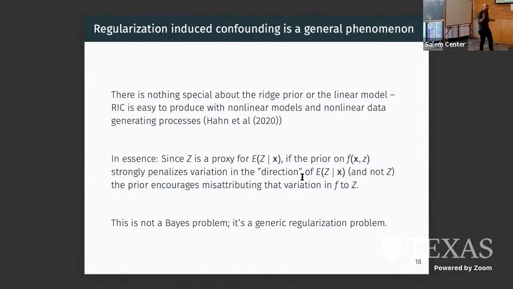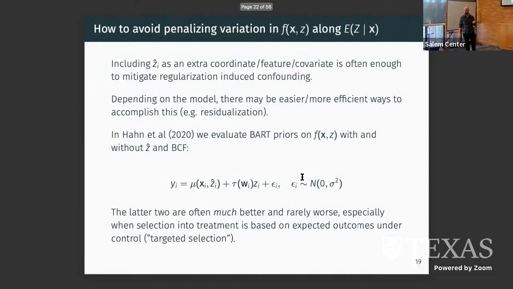Okay. Just a couple things to point out here. There's nothing special about the ridge prior or the linear model in this case. This kind of regularization-induced confounding is very easy to produce with nonlinear models and nonlinear data generating processes. We do it a bunch up here in the BCF paper. In essence, what's going on here is that since z is a proxy for the expected value of z given x, if the prior on f penalizes variation in the direction of the expected value of z given x, the prior is going to encourage misattributing that variation in f to z, right? This is not a Bayes problem, it's a generic regularization problem.